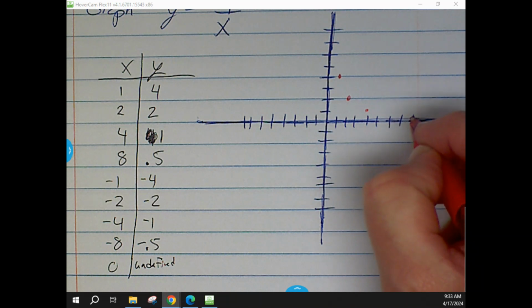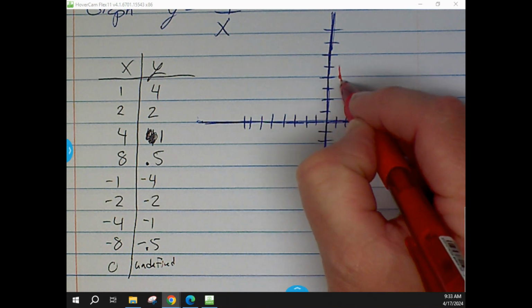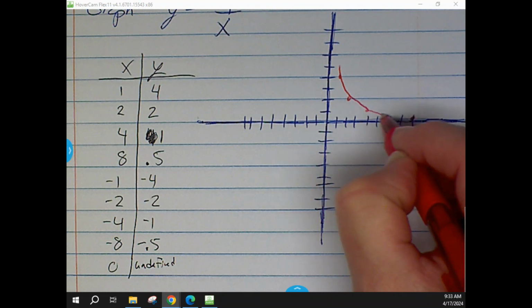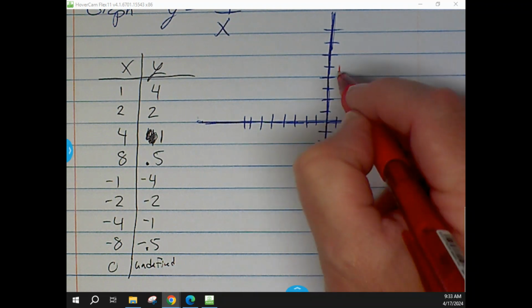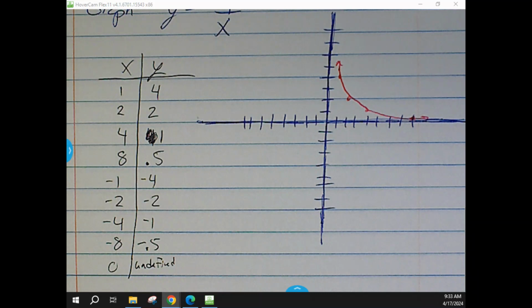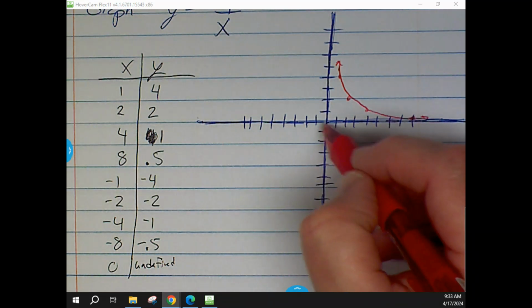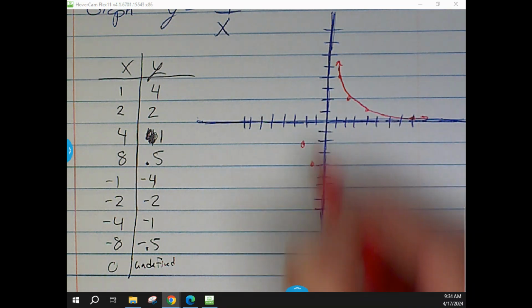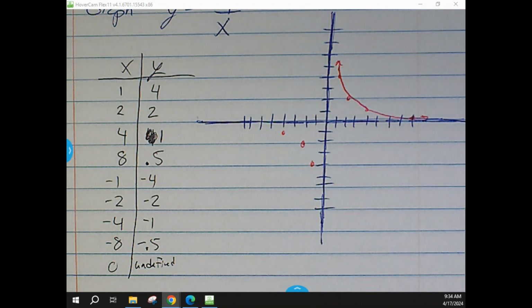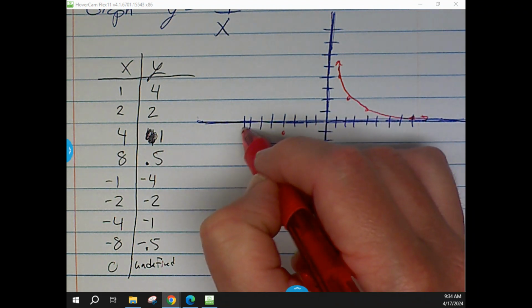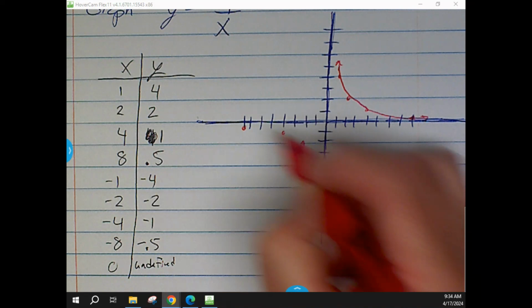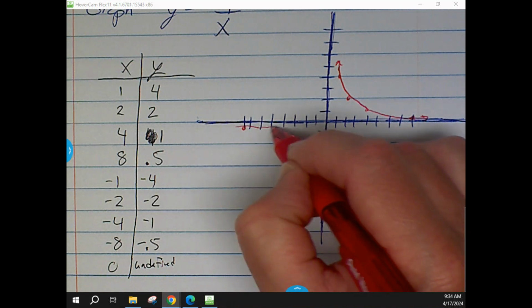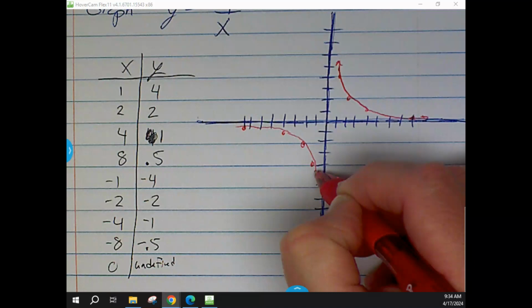Okay, it's hard to see because that's going to be really close to the line, but if you start connecting these dots, you get a graph that will look something like that. And if we do everything negative, it's just going to be the opposite. We've got -1, -4 would put us here. -2, -2 would put us there. -4, -1 would put us there. -8, -0.5 would put us there. And again, if you start to connect those dots together, it's going to start to do something like that.